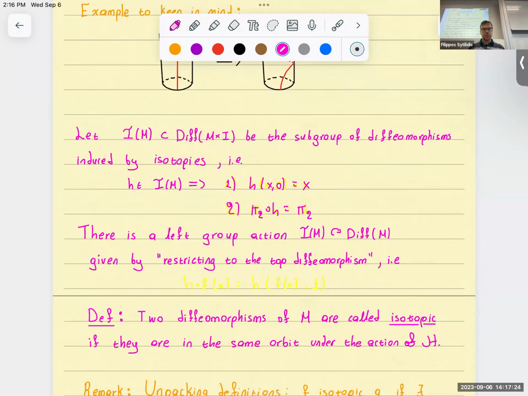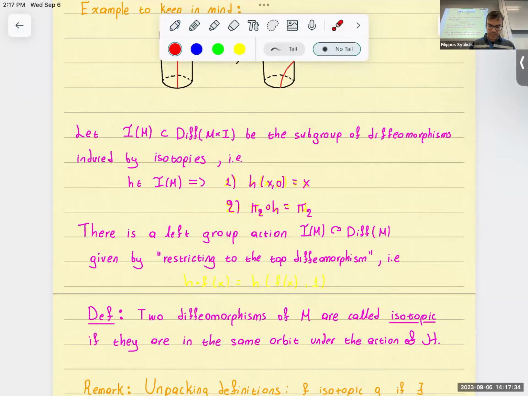There is a left group action now. If you give me the group of isotopies, I can act on the group of diffeomorphisms. One thing that might be a little confusing notation-wise: you might be tempted to think that I of M is a subgroup of Diff M. That's not true. I of M is a subgroup of Diff of M cross I, but it does act on the group of diffeomorphisms by restricting to the top diffeomorphism of my isotopy, so restricting to the level 1.